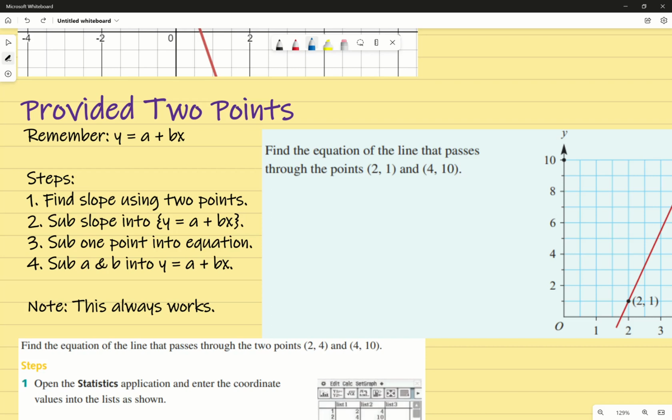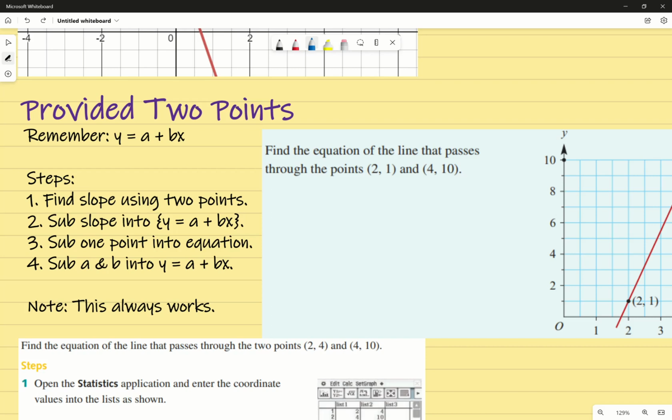So the first step is to find the slope using 2 points. It's the same as we've done before. And the second step is a little bit different. We're going to substitute the value that we just found, the slope, into our y equals a plus bx.